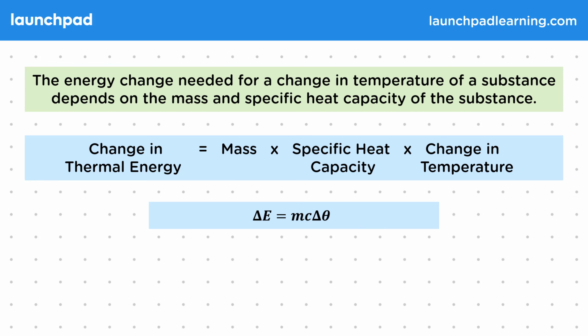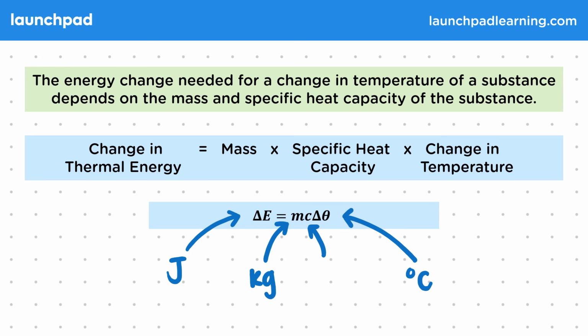This is one of the equations given in your formula sheet. Now delta simply means change in, so delta E means change in thermal energy, and delta theta means change in temperature. The energy is measured in joules, the mass is measured in kilograms, the change in temperature is measured in degrees Celsius, and then the specific heat capacity, which is equal to the energy divided by the mass times the temperature change, is simply joules per kilogram degrees Celsius.